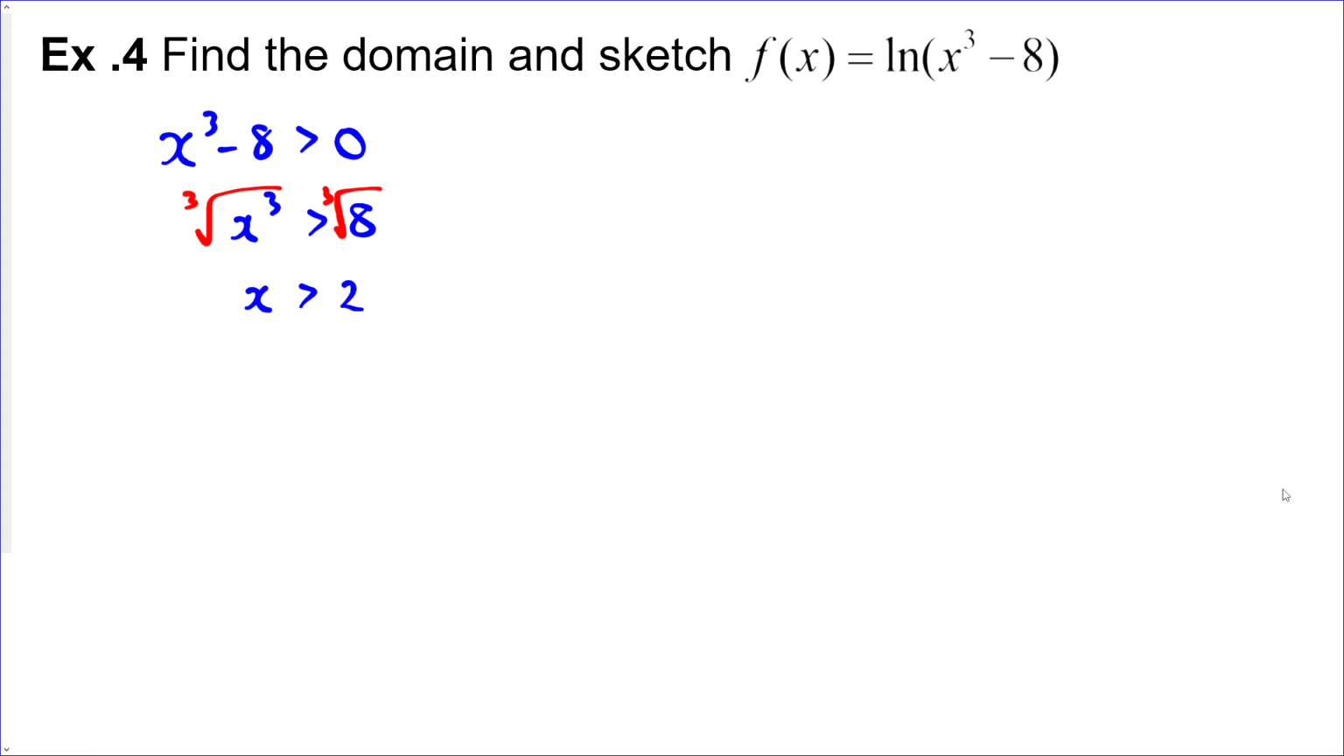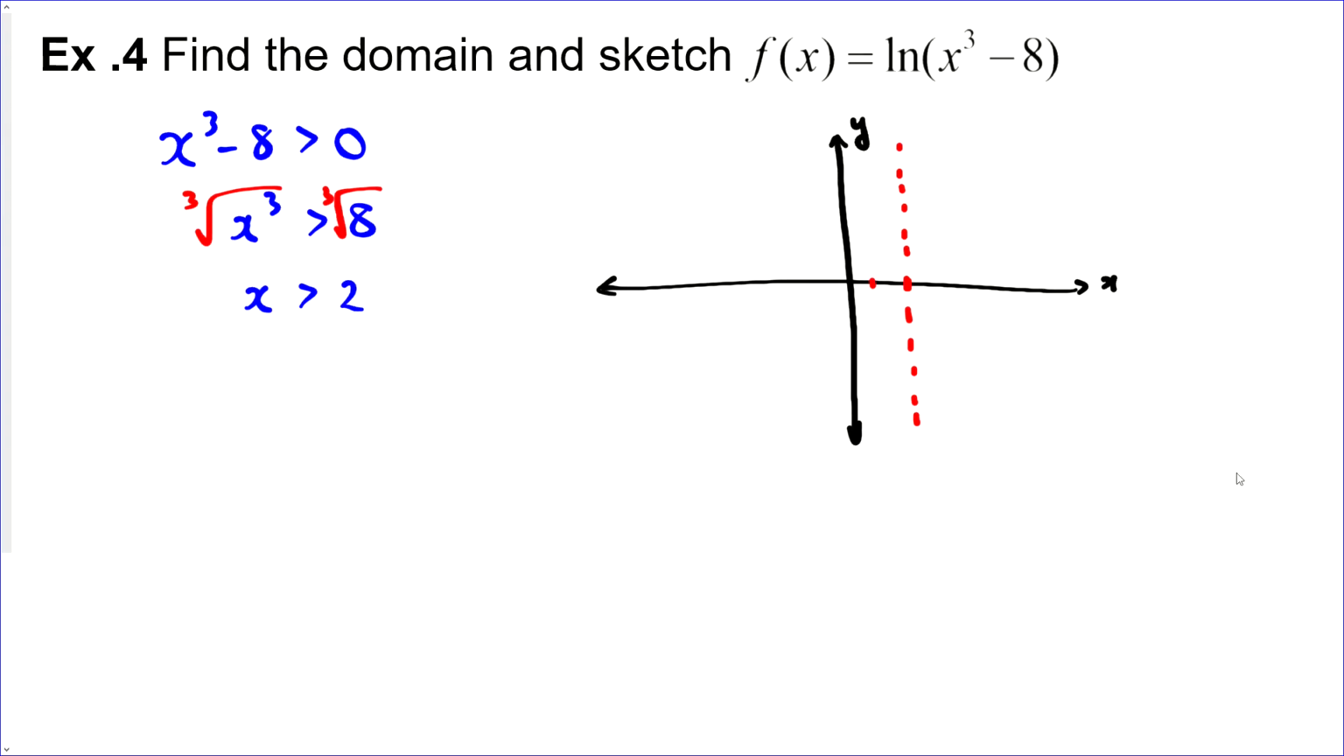And so let's sketch this. Draw some axes here. And here, this would be my y and x. And we've got a vertical asymptote at 2. So 1, 2. And our graph needs to be greater than that. And there's no vertical reflections. So this graph comes up from below and goes this way here. And this would be our f of x.